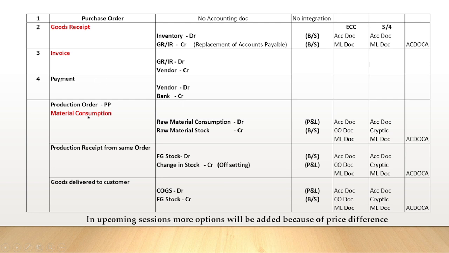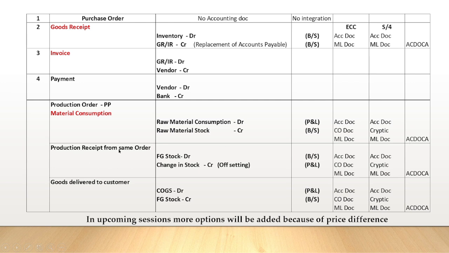For the production order, that is material consumption, raw material consumption will be debited and raw material stock will be credited. This is P&L category, this is balance sheet category. What are the documents involved here? Accounting document, here also accounting document. CO document we will get in ECC. In S4, CO document will be cryptic. Here you will get a material ledger document. In S4 also you will get a material ledger document. The table is the same, the ACDOCA table in S4.